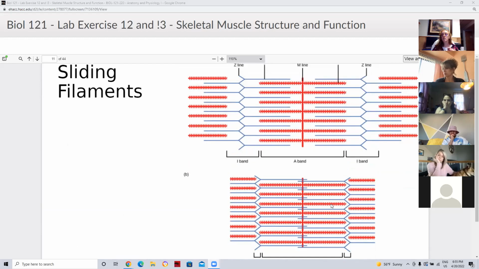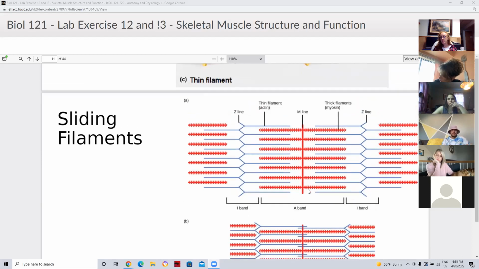So these are questions that are possibly good exam questions, because this is asking you to assess how well you understand the sliding filament theory, which is what this is. That's why I said draw this out, because it'll help you significantly. Any questions about this figure right here?